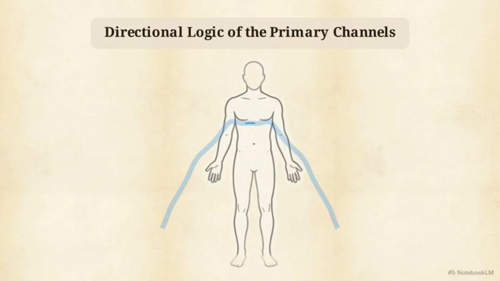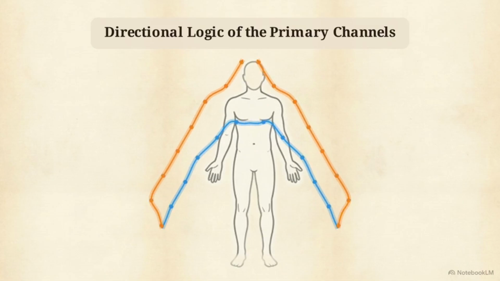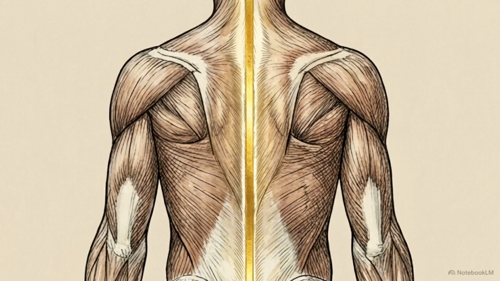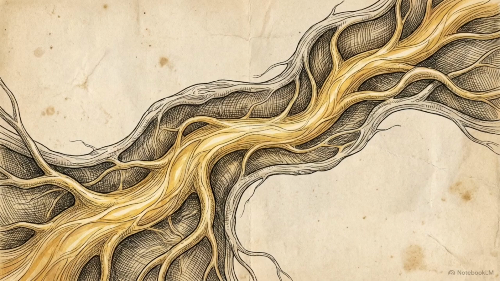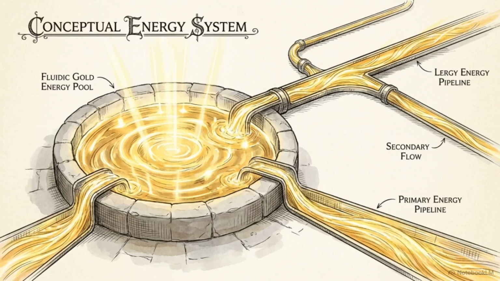Here is a diagram illustrating the directional logic of these highways. Notice the blue yin channels flowing downwards across the chest toward the hands, while orange yang channels travel from the hands back up to the head and face. This creates a complete looping circuit. Below these primary roots lie the 8 extraordinary channels, including the Du Mai along the spine and the Ren Mai down the front midline. Instead of acting as daily transport highways, these function as deep reservoirs that store and distribute energy when the main channels are overloaded or depleted.